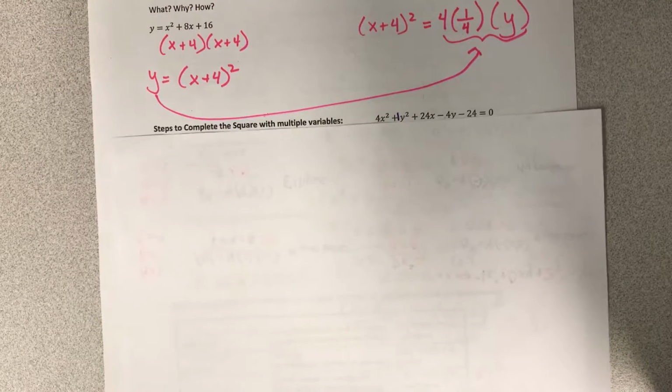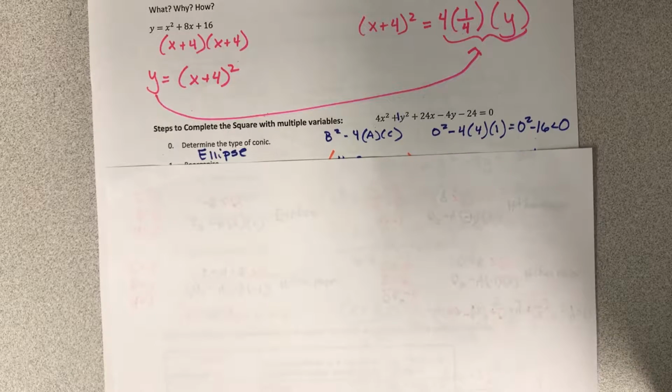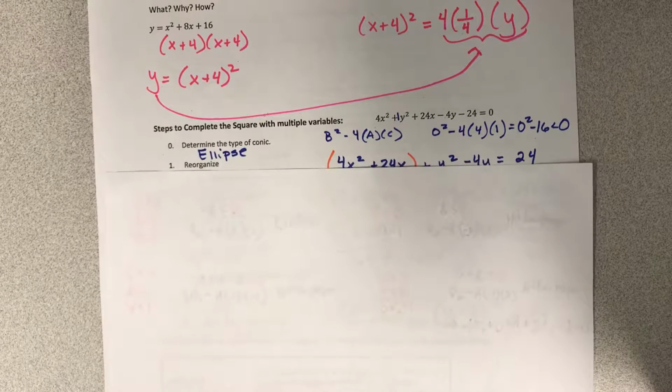All right, let's check your work. How do we do? So the first step is to determine the type of conic. It's actually step 0. This is an ellipse with a negative discriminant. This is going to be an ellipse.